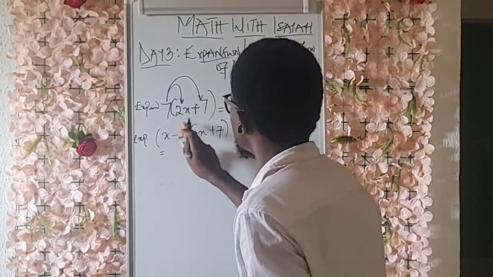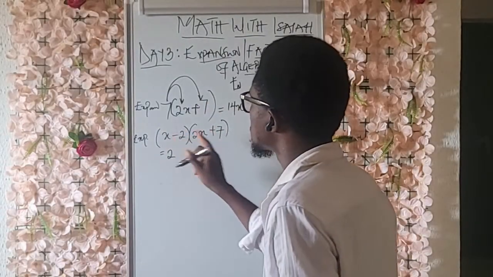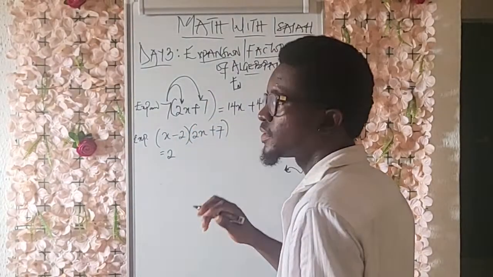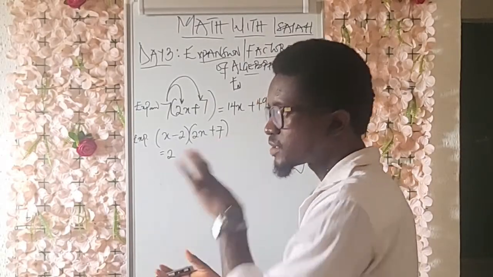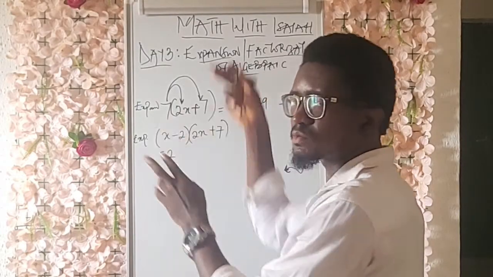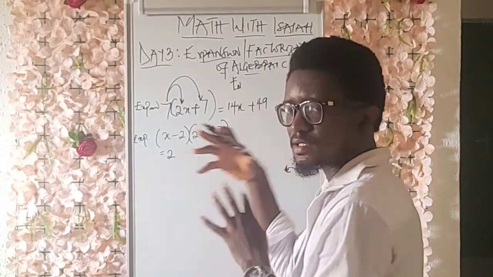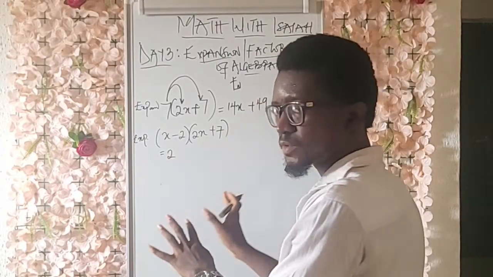Equals x times 2x. You'll be having 2, now x times x. Remember what we did in the indices. That's the thing about mathematics. Everything is interwoven. There's maths in algebra, and there's indices in algebra. There's simultaneous equation in matrices. It's all interwoven. So if you don't start from the basics, that's why we're all beginning from here.